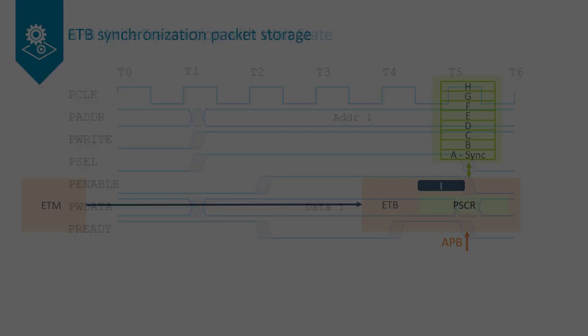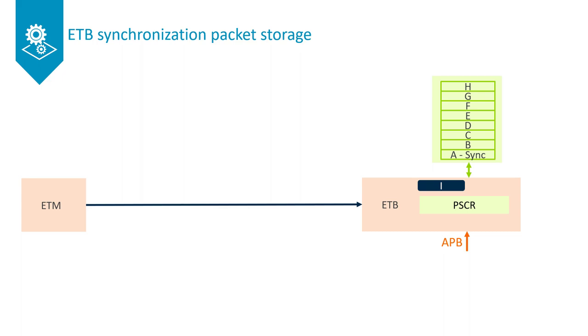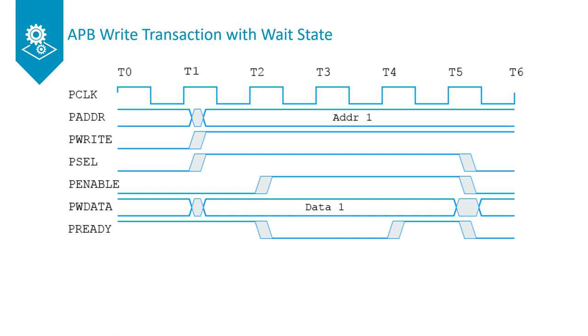Lastly, we look at the Amber Trace Bus and Advanced Peripheral Bus protocols. The ATB protocol is used for the path that transports the trace data from the trace source across the chip. The APB is used by CoreSight's debug control path, which is used for programming the CoreSight components.